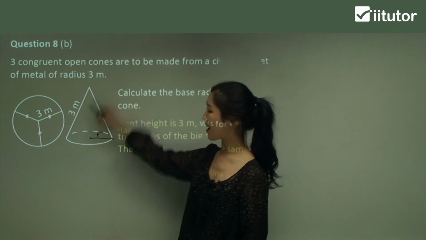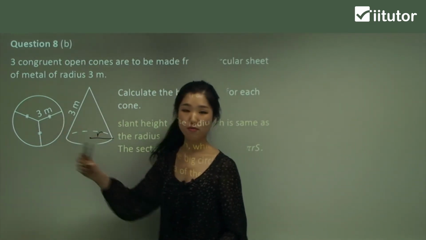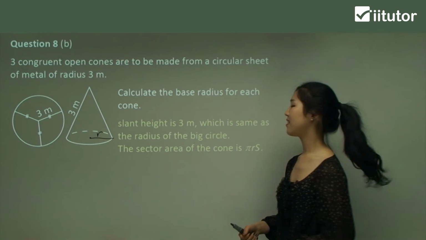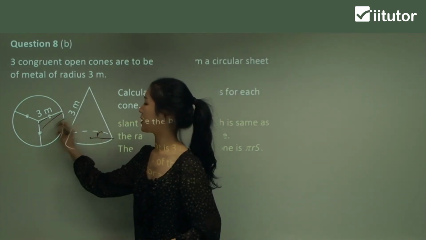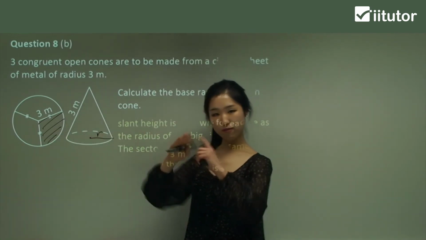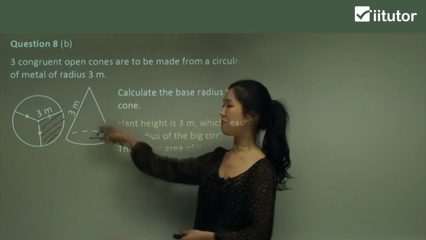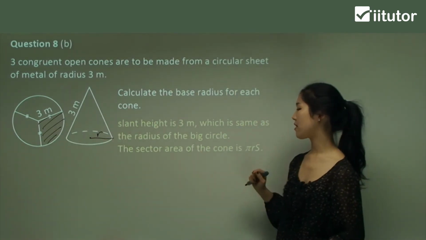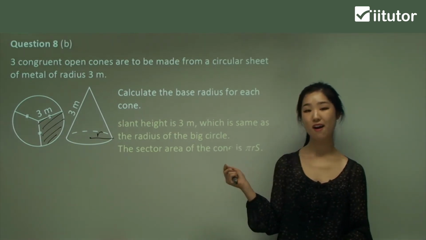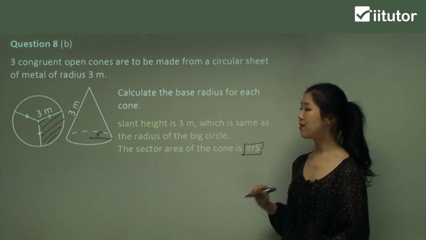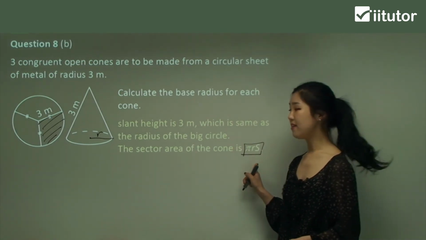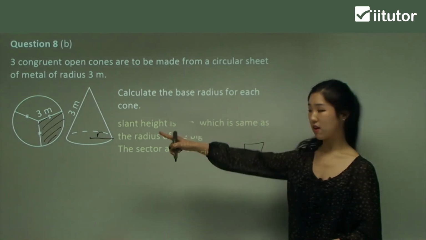Okay, the slant height is basically the radius of the original metal sheet, isn't it? Now, you should also know that the sector area, remember how I told you this is the sector in which I curl it and make it into a cone, the sector area of that cone is simply pi rs. Remember that formula I told you? Pi rs.